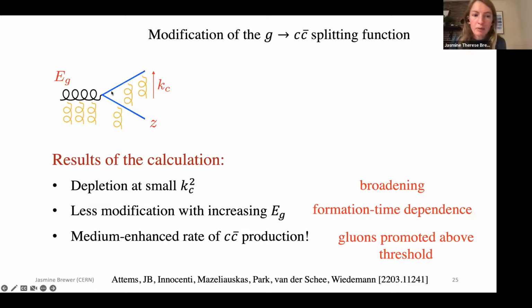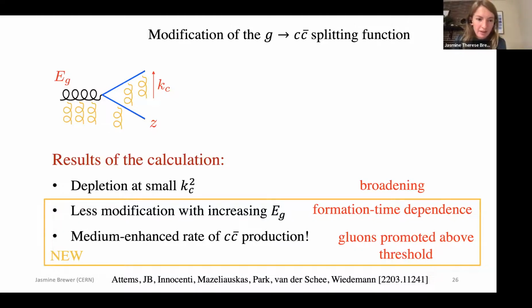What's quite cool about this is that it predicts a rate increase of charm quark production from interactions with the medium. Both of these last 2 points I'll discuss in more detail on the next 2 slides, and then wrap up. I think these are quite new features of this splitting function, although it's probably a feature of other splitting functions, but maybe they have unique phenomenological access in this process.